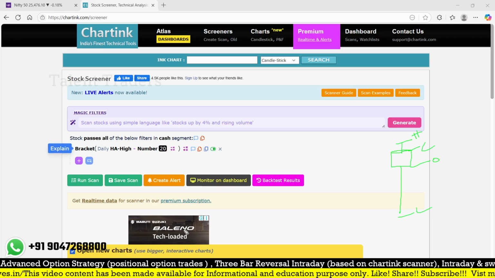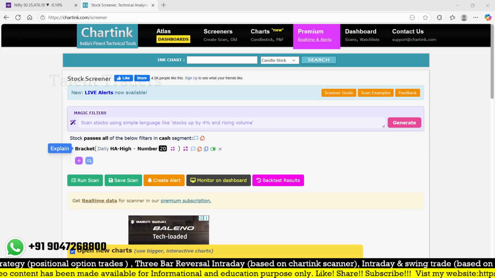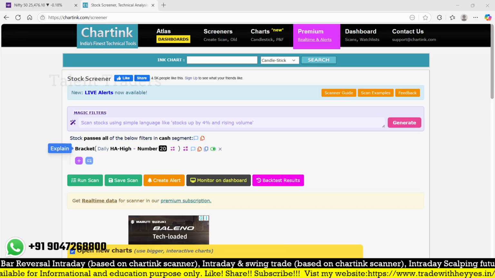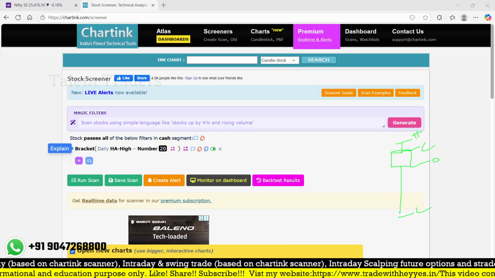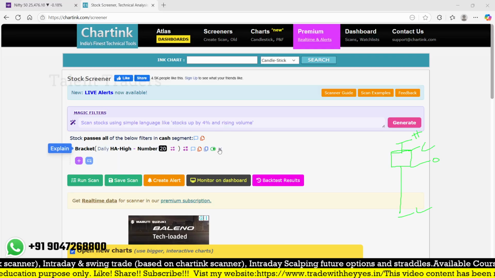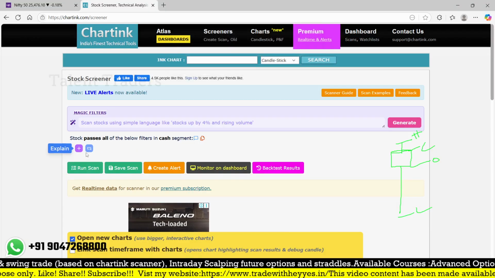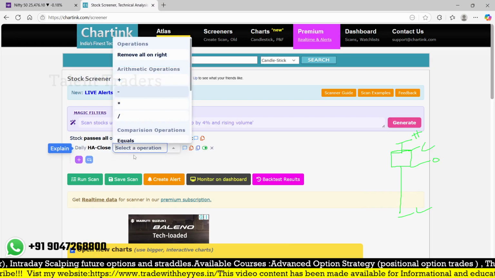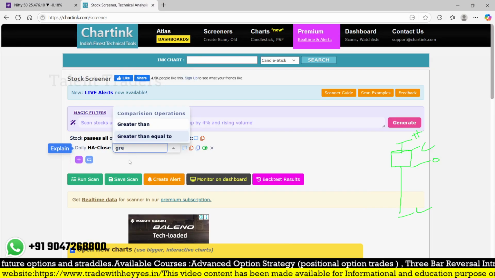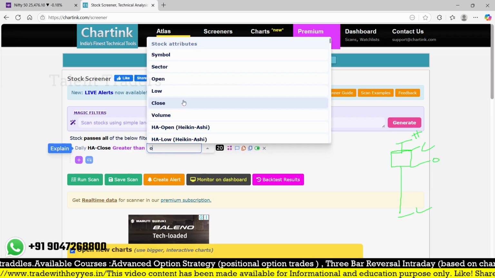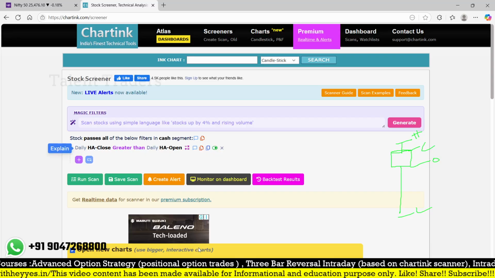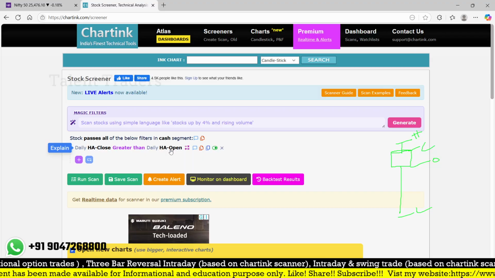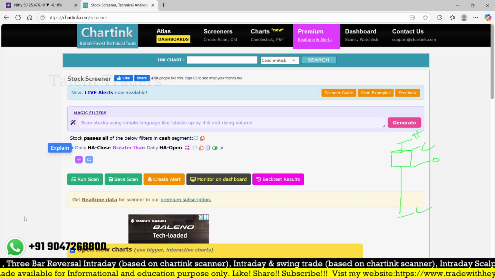Before going to that, we'll try to find only a green hammer. So let me try the condition first. This is the pattern we are going to do. I have to remove this. I need a green candle, so the close of that particular Heikin Ashi must be greater than the open. This will simply tell you that it is a green Heikin Ashi candle. Both are HA values which you use, and it should be a Heikin Ashi green candle.